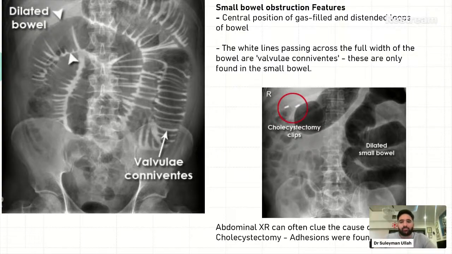In contrast, for a large bowel obstruction, you would tend to see larger bowel. The actual width of the bowel would be larger because the large bowel can dilate more. However, the lines would not pass all the way through. They would only pass partially through the width of the bowel, and they're called haustra. So this is, in fact, a small bowel obstruction, as we can quite clearly see on our X-ray here.